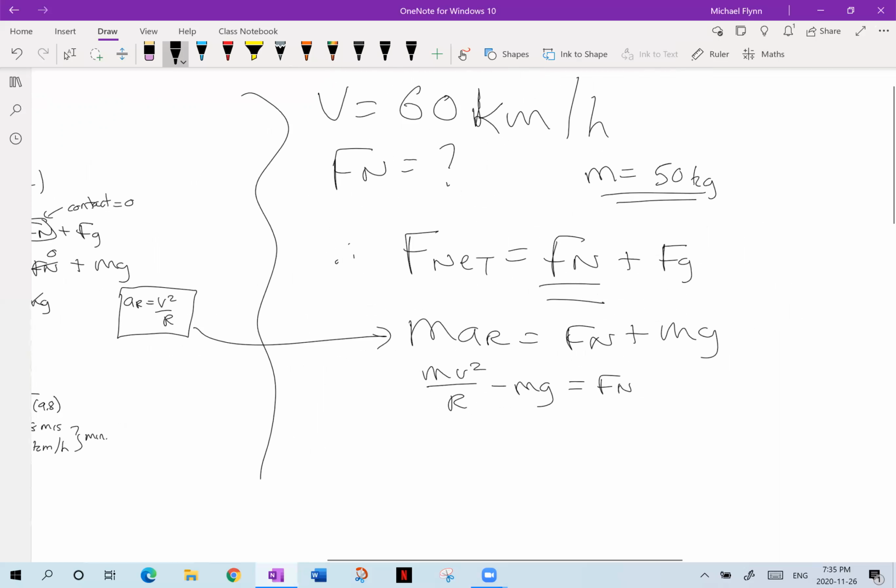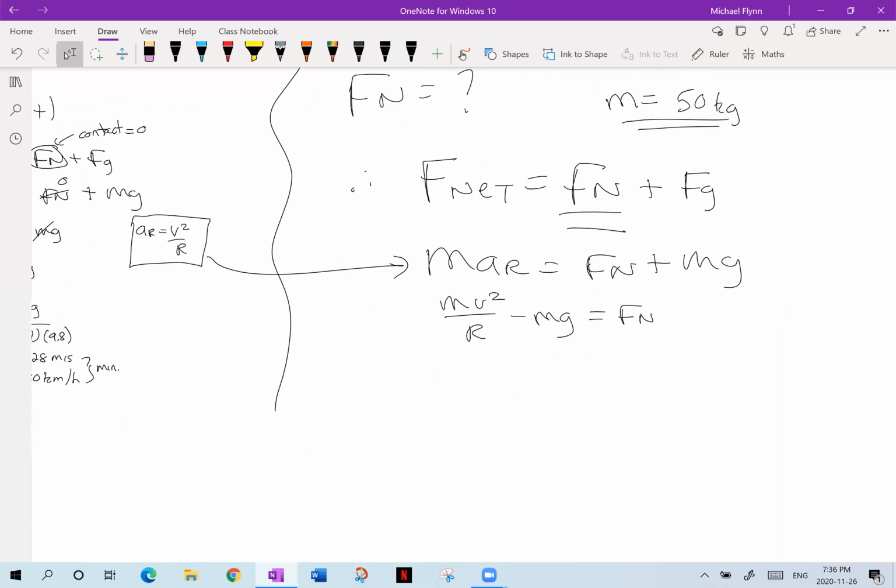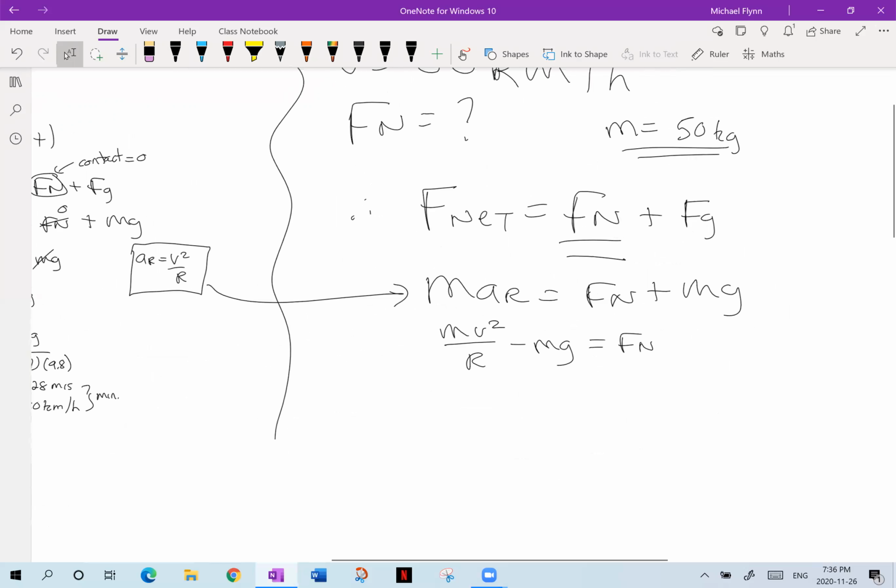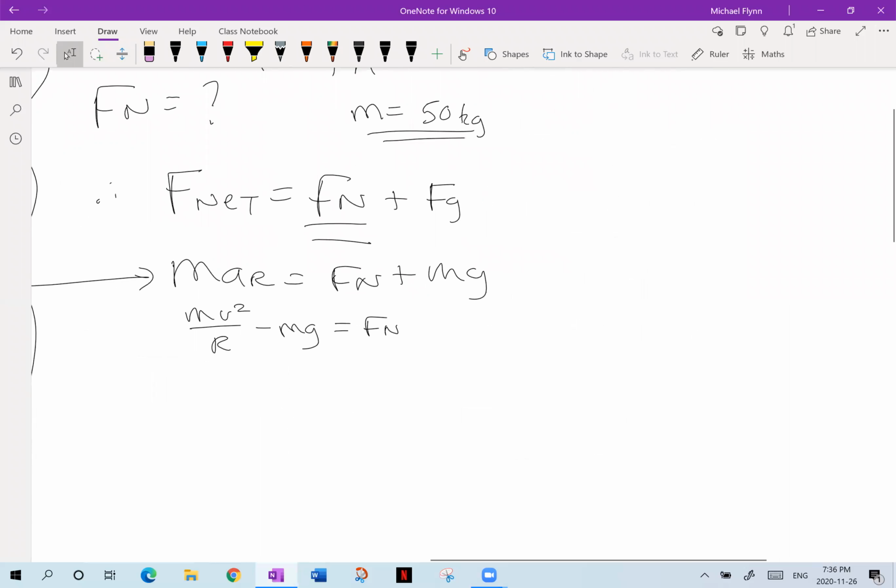Okay, so now we'll plug those numbers in. Yeah, sorry. So we got 60 kilometers per hour for the speed. We're going to need to convert that to meters per second. So V will equal 60 divided by 3.6. So let's go ahead and do that. 60 divided by 3.6 is 16.7. So this is 16.7 meters per second. Now we've got everything we need.